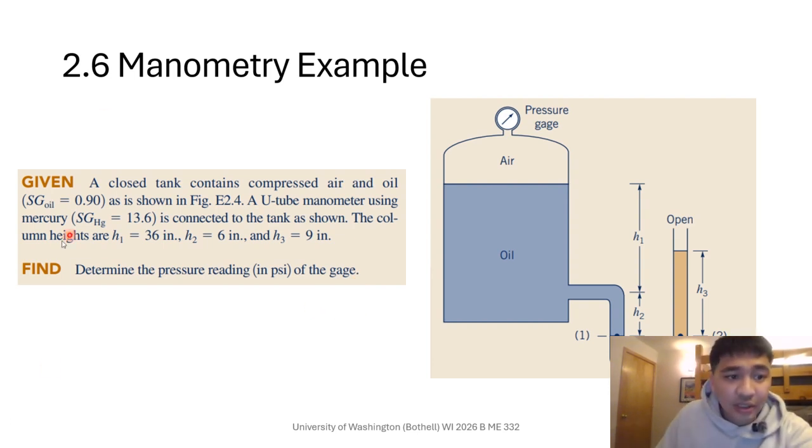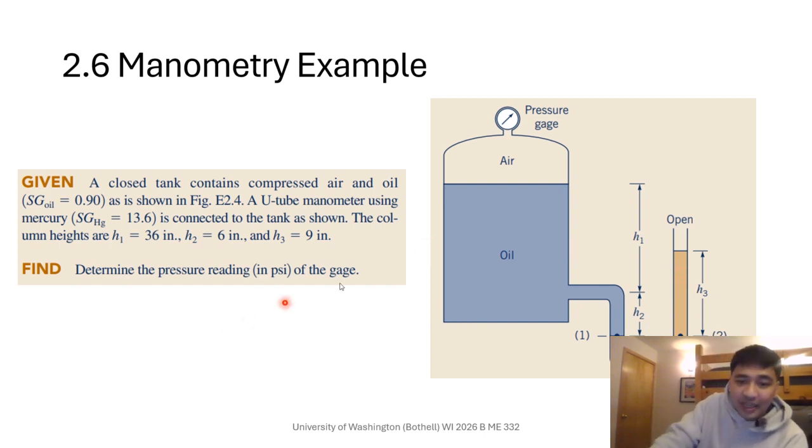Okay, so here we have a closed tank. You can see that it contains air and oil. We have the specific gravity of oil, and then we have the U-tube manometer here. We have the specific gravity of mercury, noted as subscript Hg, and it is connected to the tank as shown here. The column heights are H1, which is that height, 36 inches, H2, 6 inches, and H3, 9 inches.